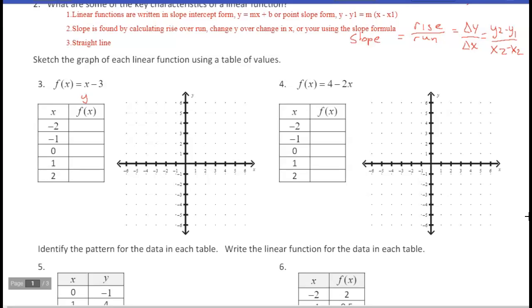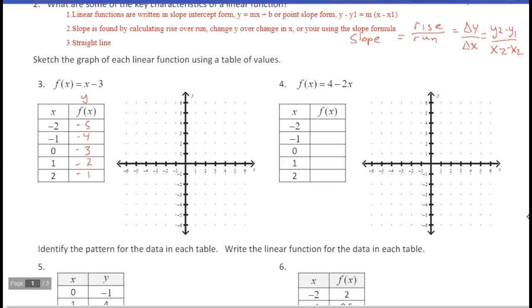So you could just use your brain here and subtract 3 from every number. So if I'm at negative 2 and I subtract 3, I'm at negative 5. If I'm at negative 1 and I subtract 3, I'm at negative 4. You'll notice because these numbers are going consecutive, our pattern is going to be the same thing. And 1 minus 3 is negative 2. And 2 minus 3 is negative 1.